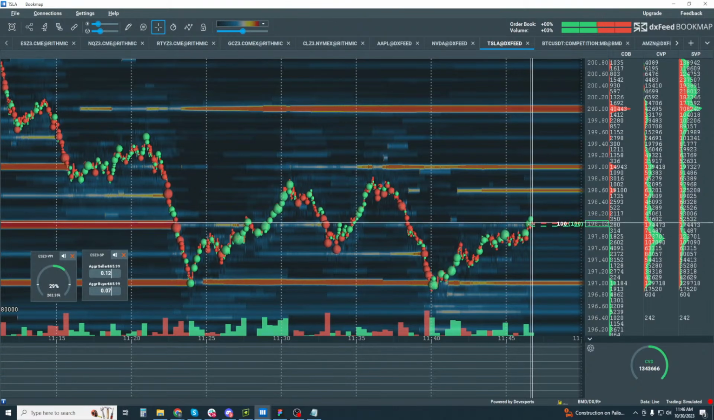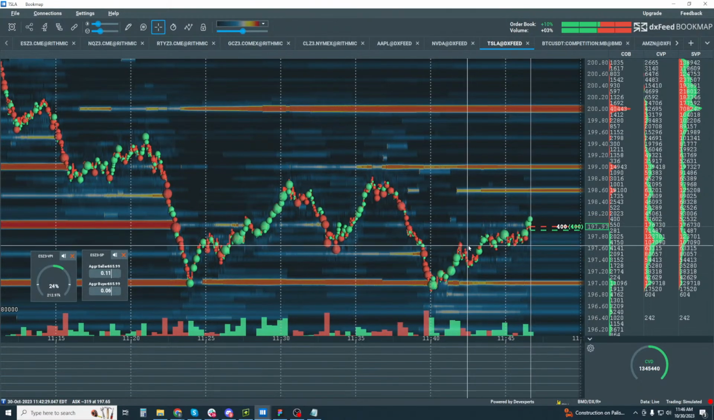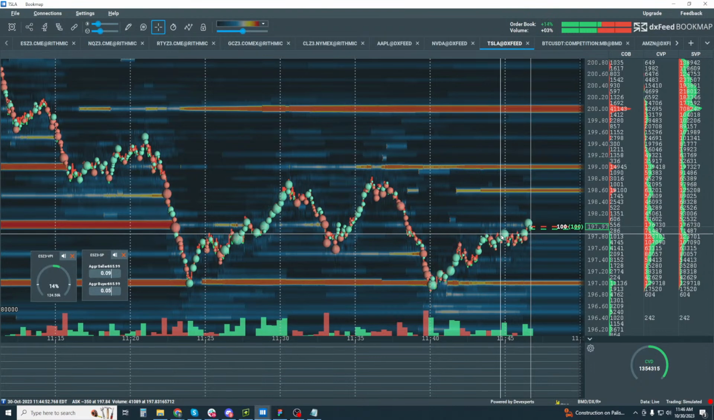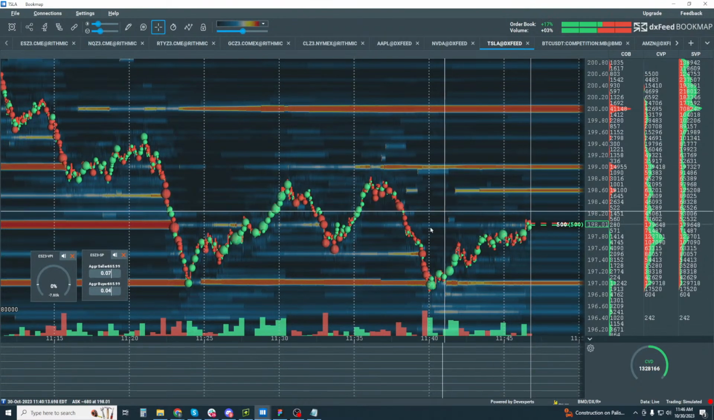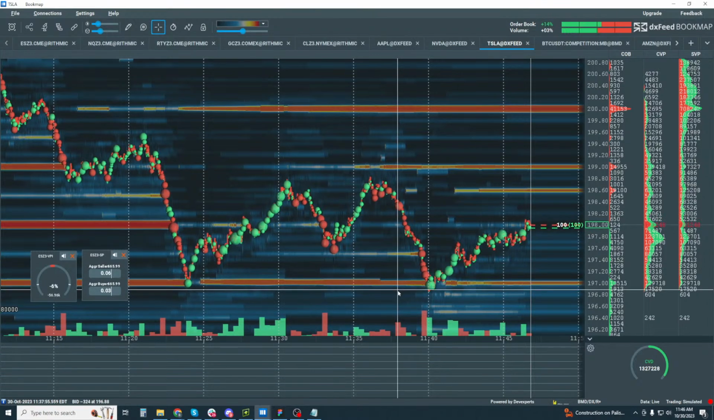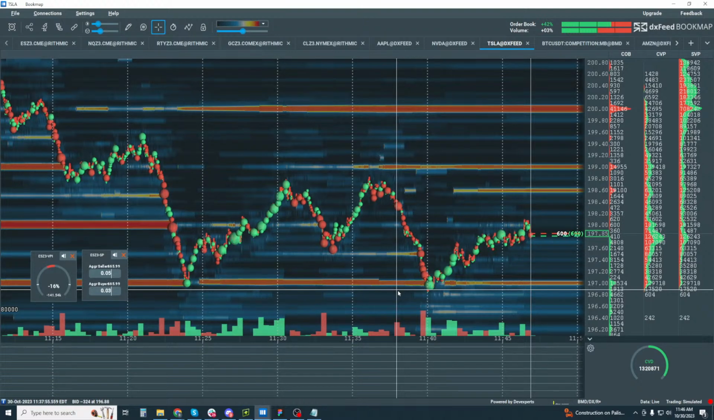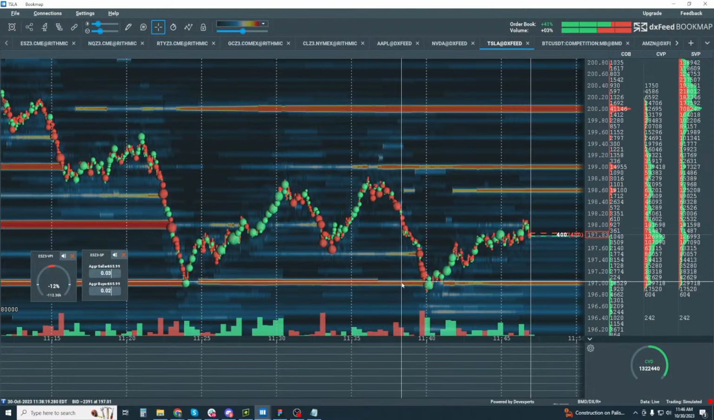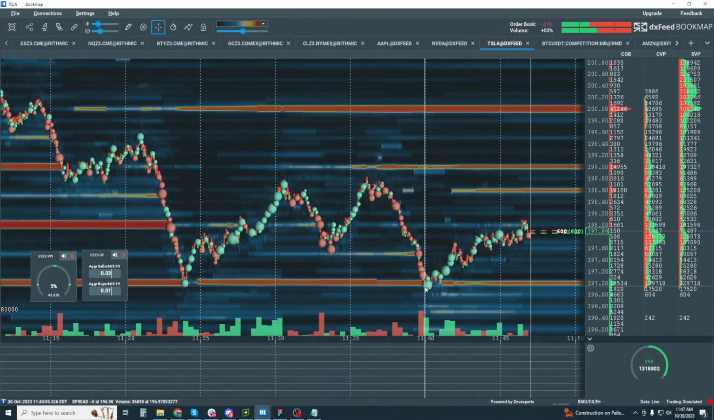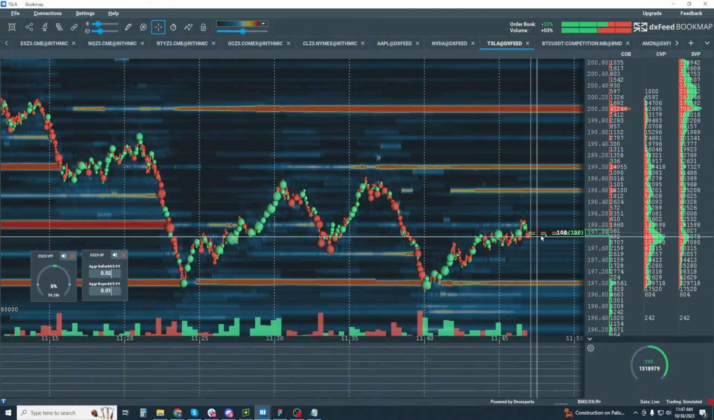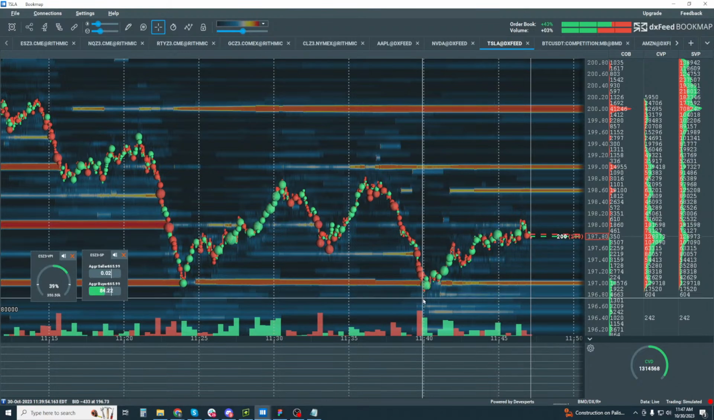Okay, so yeah, I'm looking for these buyers in here. We have kind of this strong volume starting to pick up. Traded up to 198.60, 199. Okay, we made an equal low here, slightly lower low here actually. Okay, but volume's starting to pick up on the buy side.